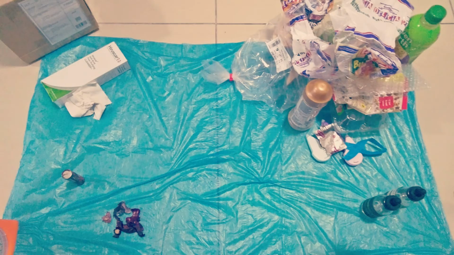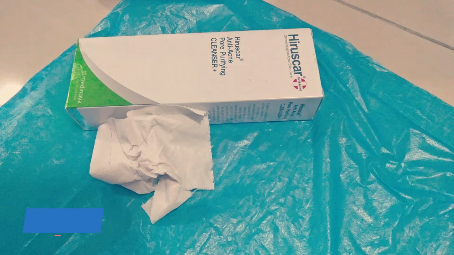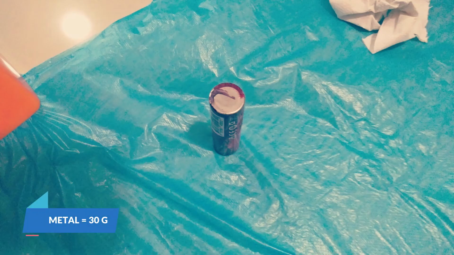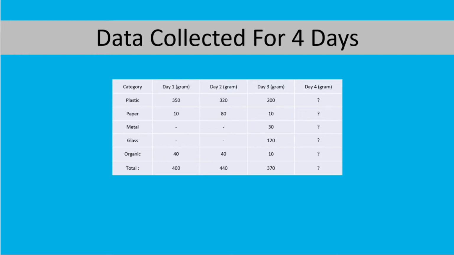Unlike the other samples, in this sample we will be able to separate it into paper, plastic, metal, glass, and organic waste. The plastic has a mass of about 200 grams, the paper and organic waste less than 10 grams, with the mass of 30 grams and 120 grams being metal and glass respectively. After that, we will tabulate all the data that was recorded on the third day.